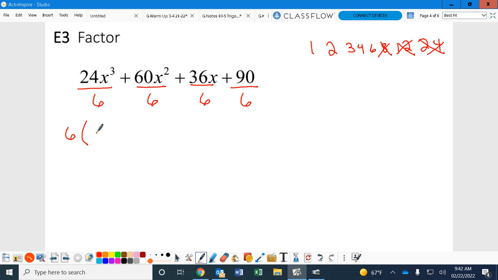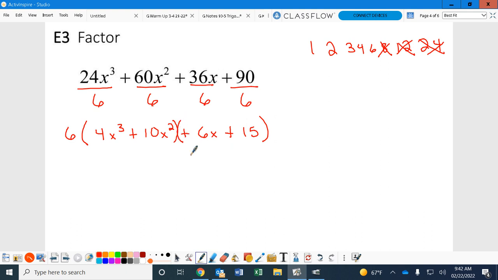That's going to give us 4x to the third plus 10x squared plus 36 divided by 6 would be 6x. What's 90 divided by 6? 15. We already have our parentheses on the outside. I'm just going to put my parentheses on the middle to separate and group those two groups together.